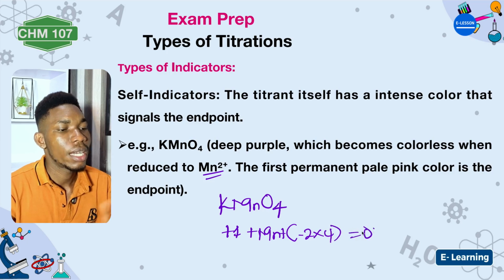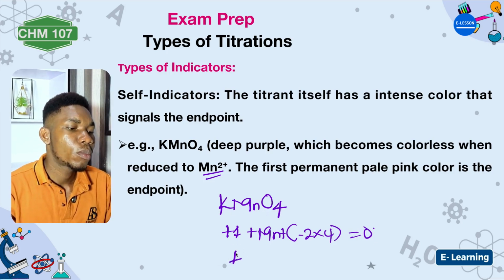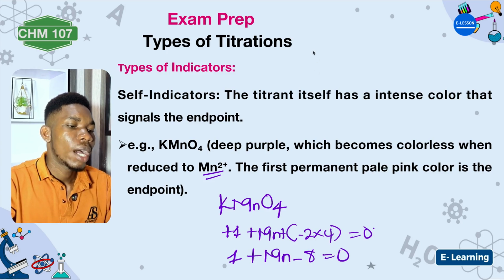Everything should give us what? 0. This is how to calculate oxidation state, right from secondary school. The oxidation state of all these things should equal 0 because it is a neutral molecule. So we have +1 plus Mn, plus -2 times 4, which gives us -8, equals 0. So at the end of the day, our Mn, crossing 8 to this side, gives us 8 minus 1. So manganese is +7.